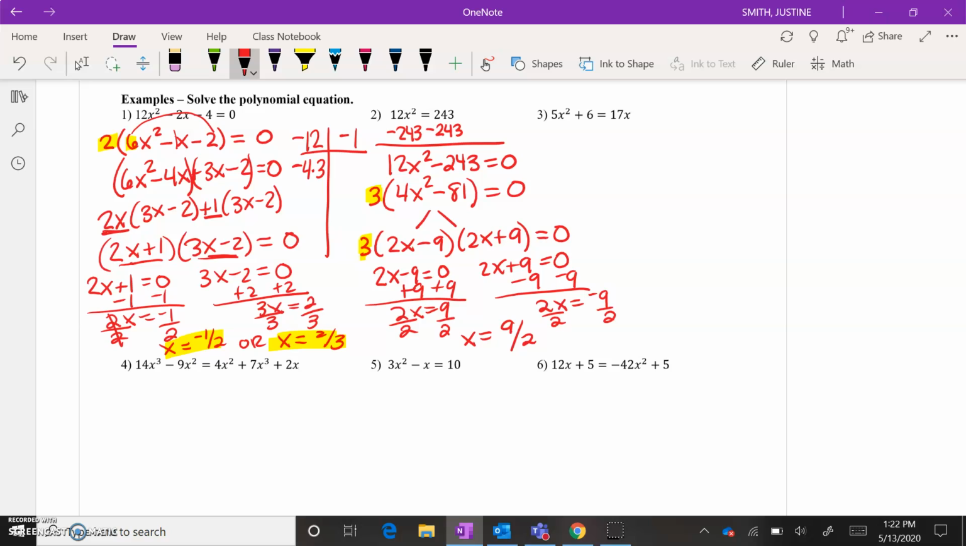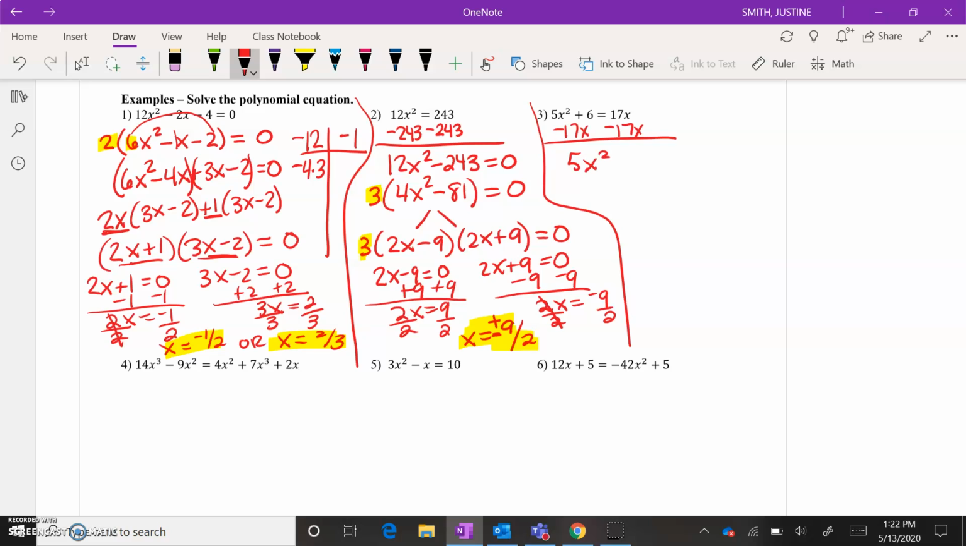You can get fancy here if you want, and you could do plus or minus 9/2. Super fancy. Or you could just write it out separately. All right, so for number 3, again, we want to set this equal to 0 first. So we're going to subtract the 17x from both sides.